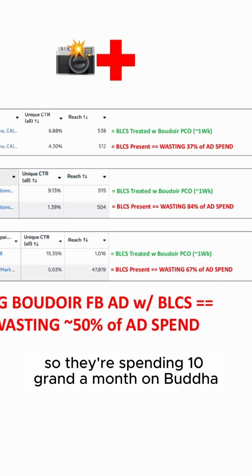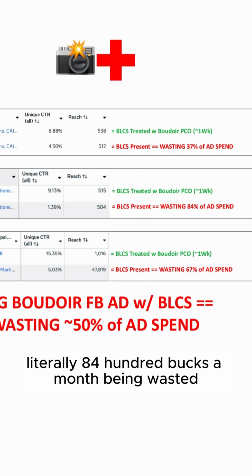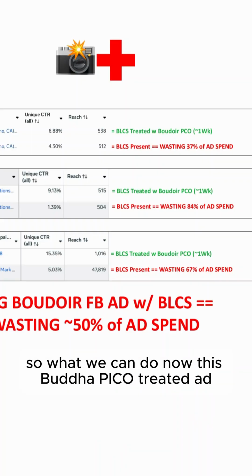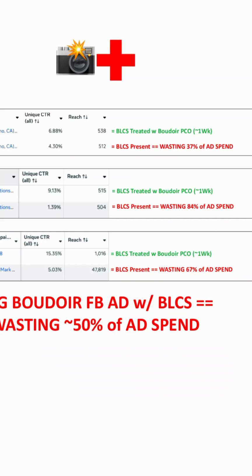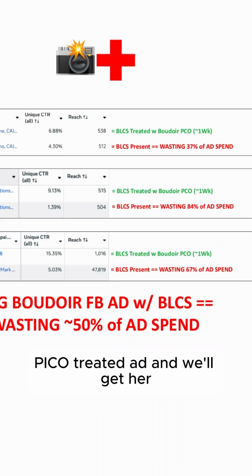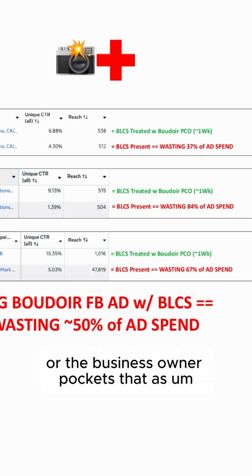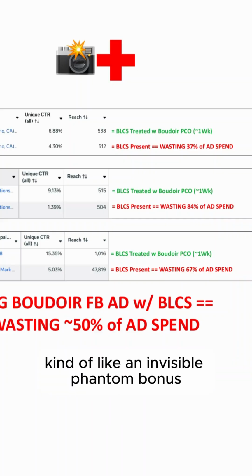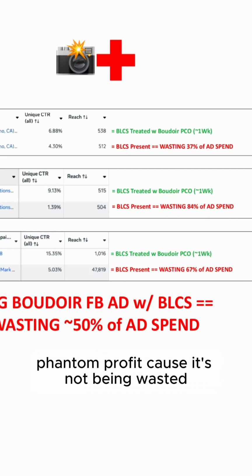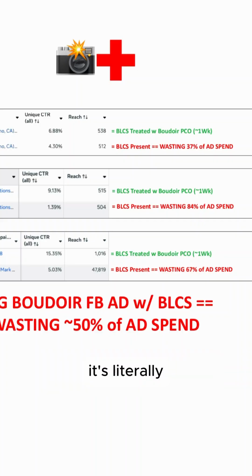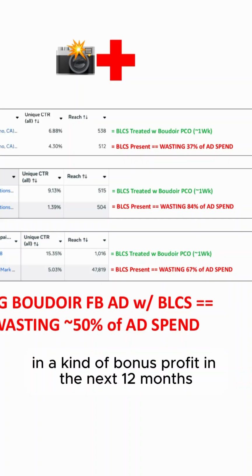So if they're spending 10 grand a month on Boudoir Facebook ads, literally $8,400 a month is being wasted, thrown out the window. So what we can do now with this Boudoir Pico treated ad is eliminate that wasted ad spend, only spend the difference, $1,600 a month on the Boudoir Pico treated ad, and we'll get our ad into the same number of women's brains as the original at 10 grand a month spent. So massive gains there, and we pocket that $8,400, or the business owner pockets that, as kind of like an invisible phantom bonus, phantom profit, because it's not being wasted. It's literally something like 100 grand in bonus profit in the next 12 months.